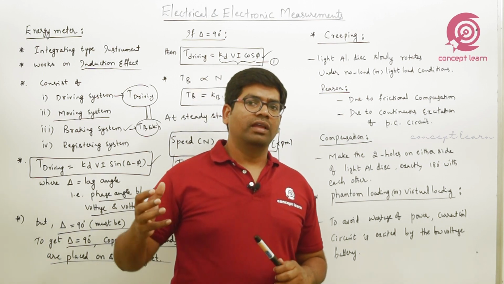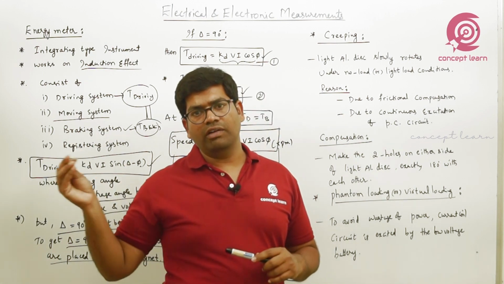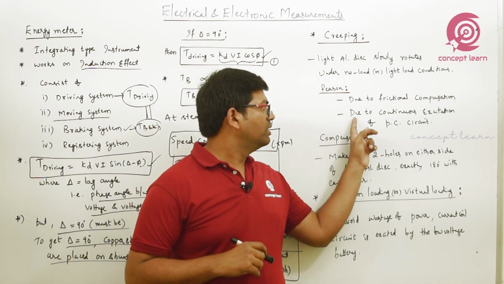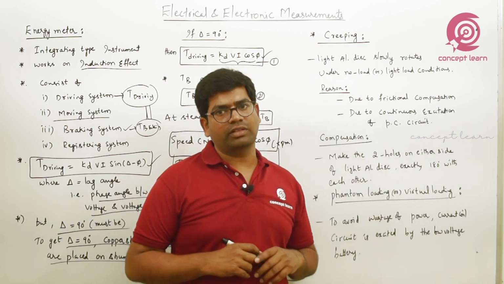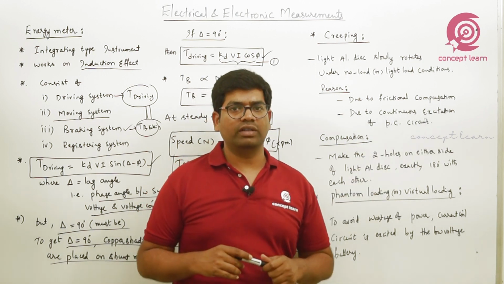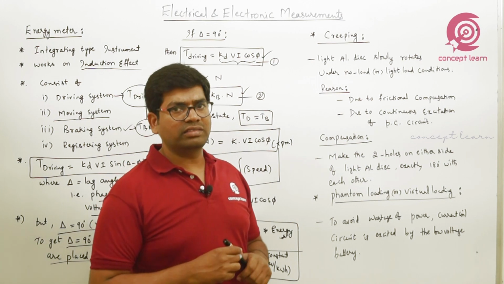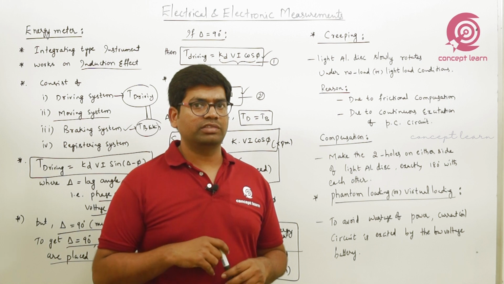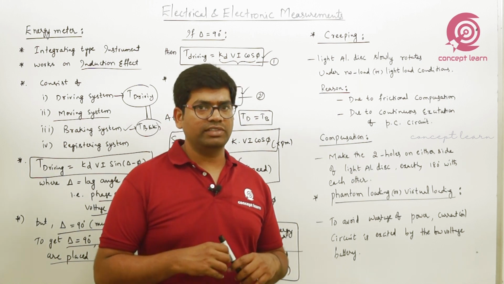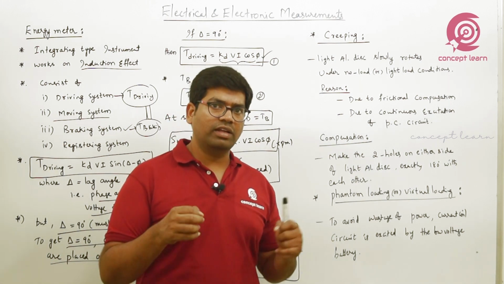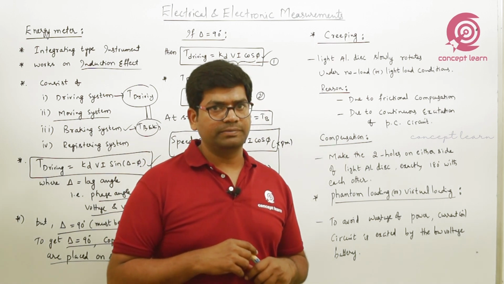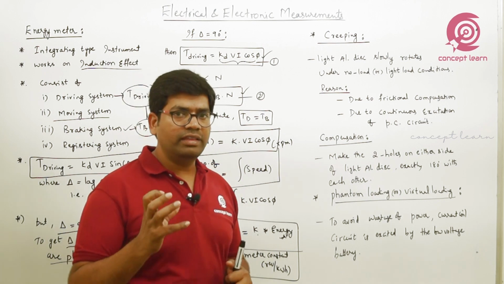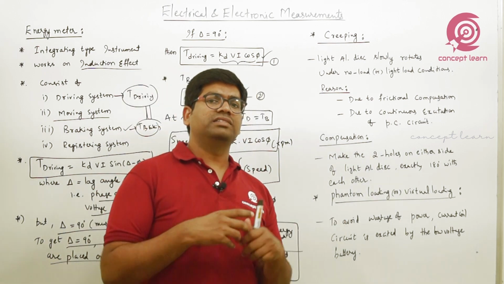Another reason is that whether you consume the power or not, supply is always given to the pressure coil circuit, so we name it as due to continuous excitation of the pressure coil circuit. These are the reasons behind creeping. How to avoid this creeping? Make two holes on either side of the light aluminum disc, 180 degrees from each other, so that we can avoid the rotation of the disc under no load or light load conditions.